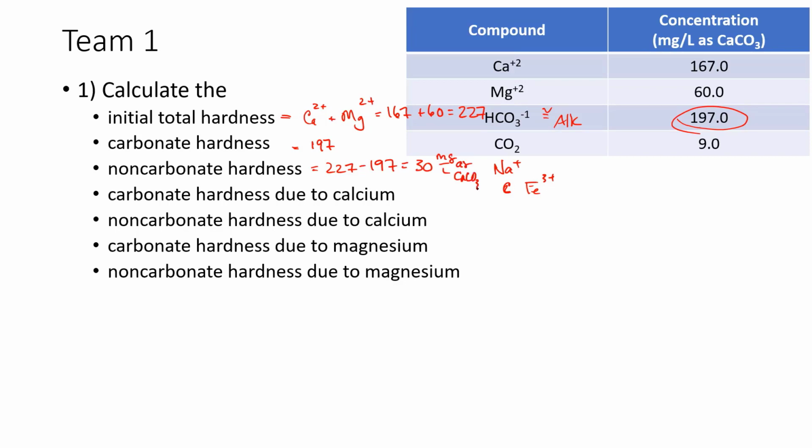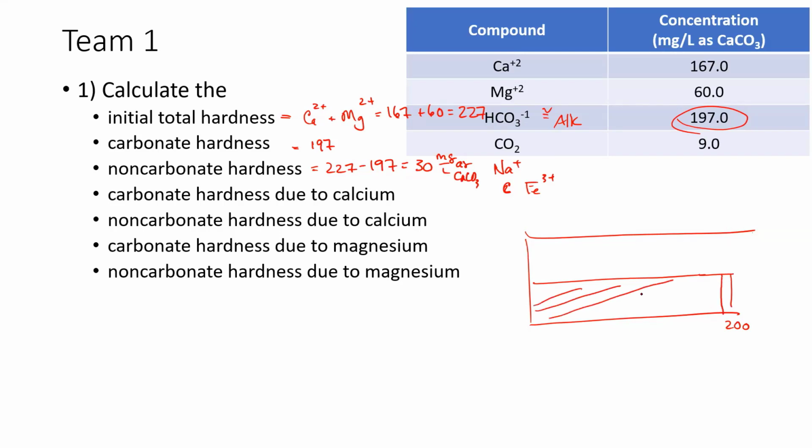Now, I'm going to draw what we refer to as a bar graph here. And let's make this 200. Okay, so our alkalinity is 197. So this here is alkalinity. Okay, so we're plotting concentration, and we'll plot the anions and the cations.